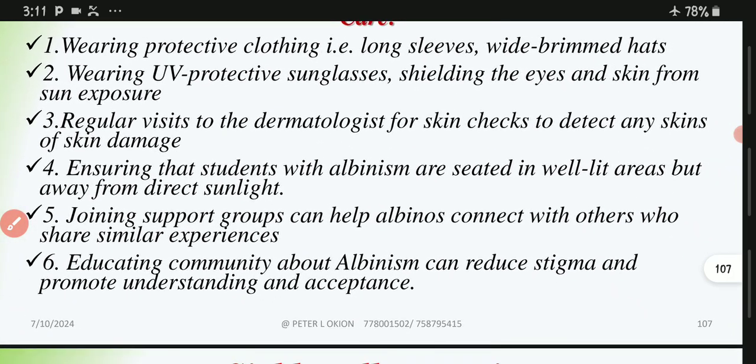Then another one is number 5. We are saying joining support groups can help albinos connect with others who share similar experiences. Lastly, educating the community about albinism can reduce the stigma and promote understanding and what? Acceptance. So we should educate the community about these albinos.